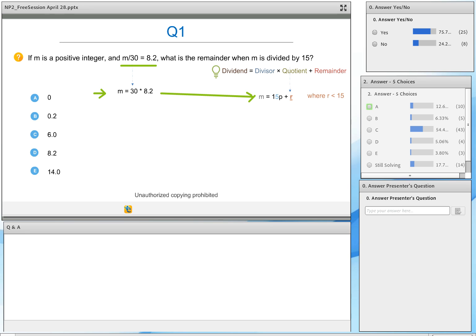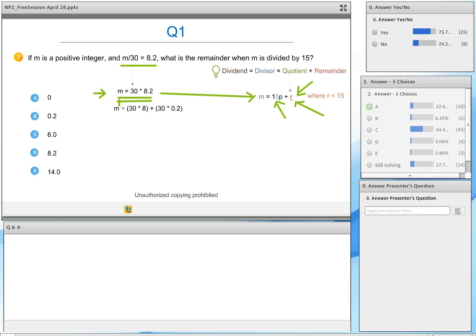Basically I have to bring this equation into the form of my required equation so that I can calculate the value of r. What are the features of this equation? Your left hand side has m, which is what you have over here as well. Your right hand side is composed of two components. One component is a multiple of 15 and the other component is a number that's less than 15. That's how I have to bring this given equation into that form so that I can get the value of r.